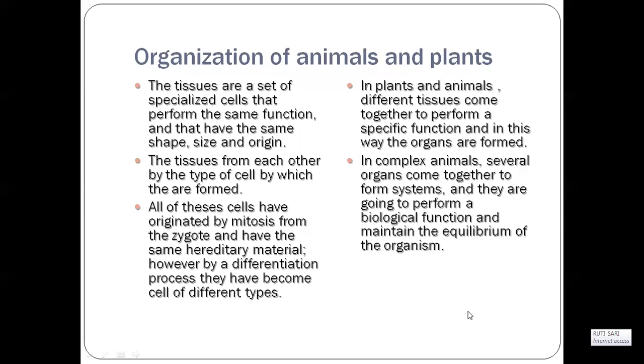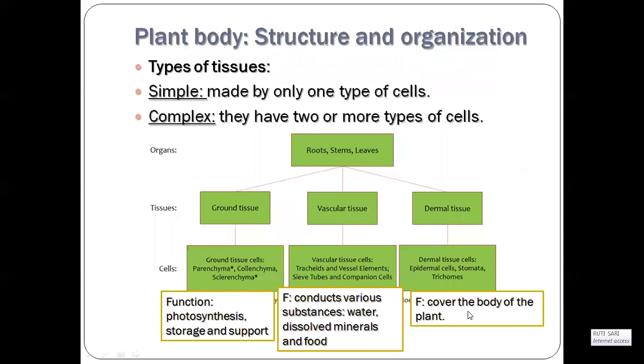Listo, next. Plant body, structure and organization. Entonces ahora vamos a estudiar un poco más lo de las plantas. Plant body: we are going to have types of tissues first, simple and complex. Simple tissues are made by only one type of cells. If we don't have any other type of cell, just one, it will be just simple tissue.